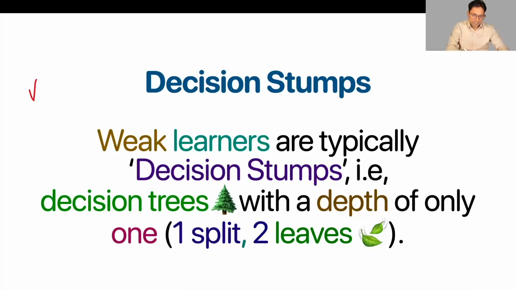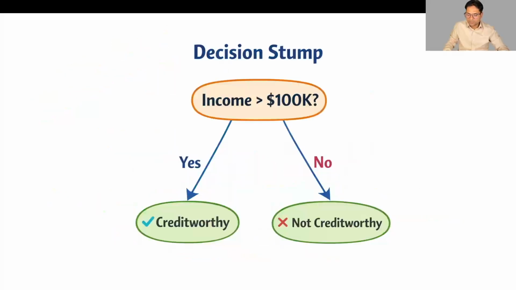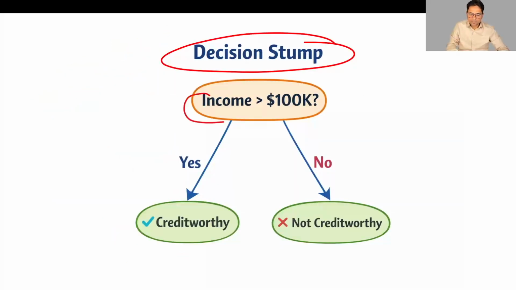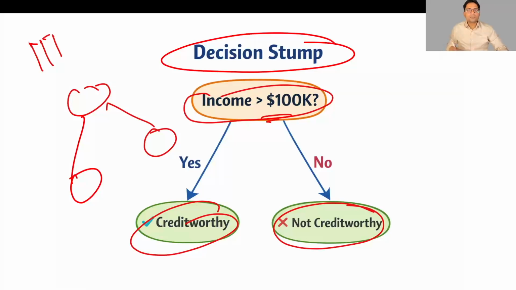In this, I told you, we use very basic, high bias models. Those are called decision stumps. These are weak learners with a depth of only one split and 2 leaves. Let me show you. For example, you have one condition, one root node, income greater than 1000k, and there are only 2 options, yes or no, credit worthy or not credit worthy. This is your decision stump. It looks like a cricket stump, with 3 wickets. That's why it is called a stump.